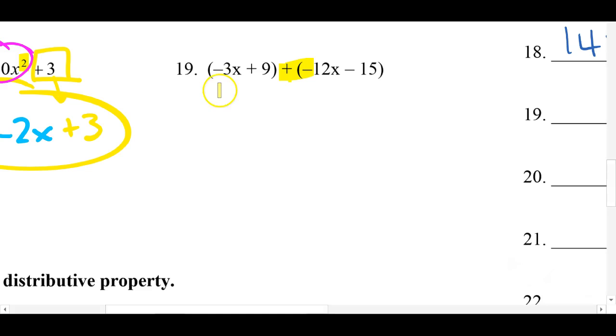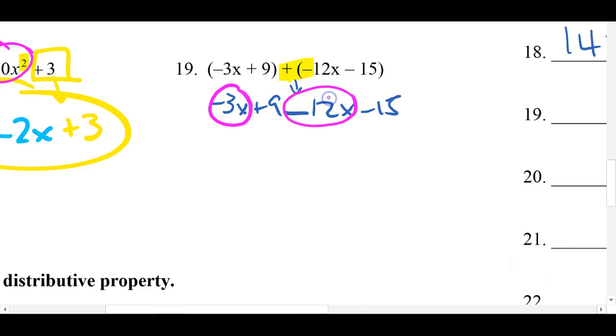So now I'm going to write this again. Once I change that to minus, this becomes minus. So now I can take away all the parentheses. And now this is minus 12x and minus 15. Now I do the same thing. Circle around the first one. This has x, so I go to 12x minus 12x. Remember, don't forget the sign.